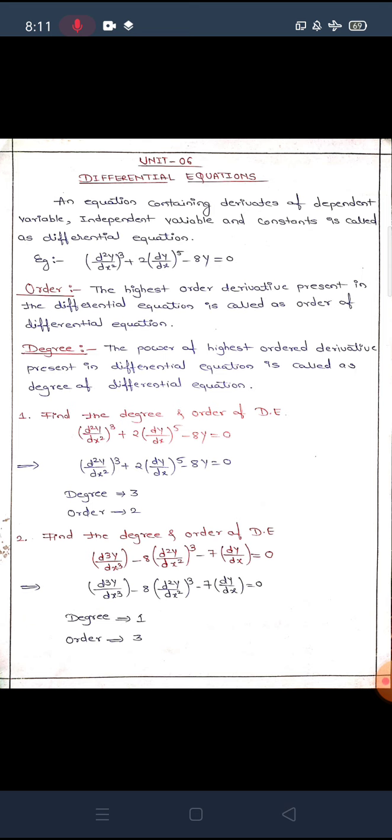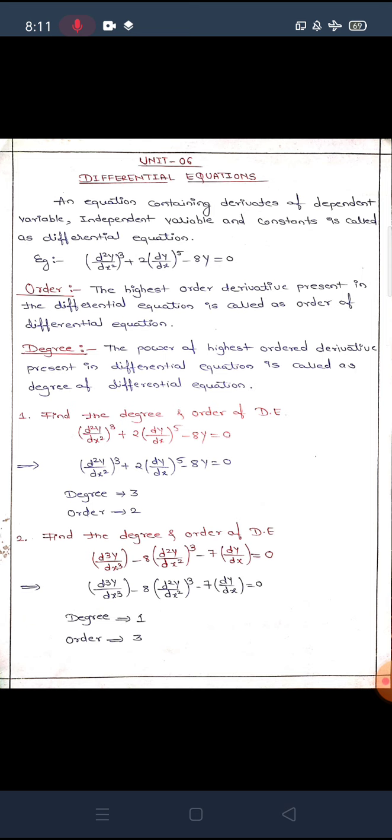Now degree. The highest order is 2, and the power of that highest order derivative is 3. So degree is equal to 3. It means here you have to check the order first, then you can easily write the degree. Okay, now we'll go for the second example.